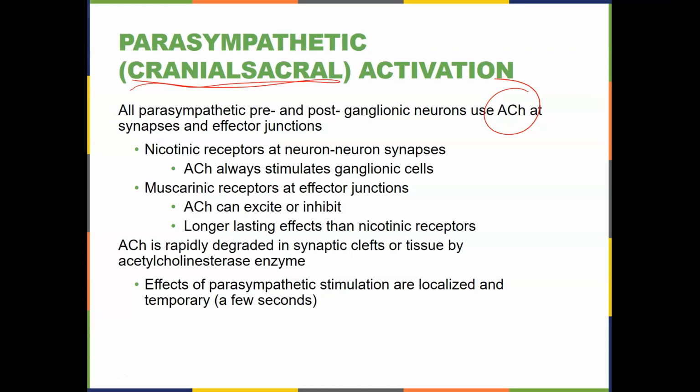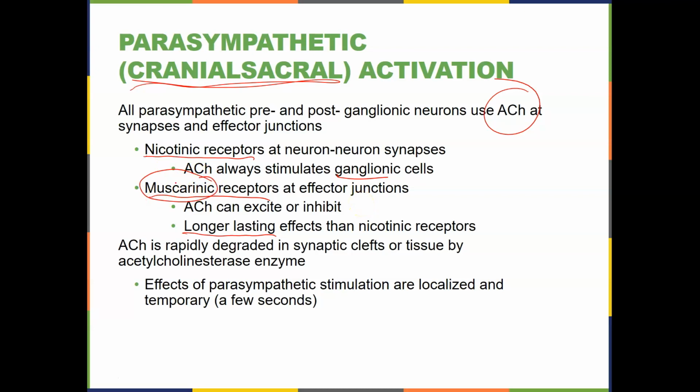Acetylcholine is important because there are different types of receptors that are activated as a consequence of acetylcholine release at the pre to postganglionic junction. There are things called nicotinic receptors. They're called nicotinic because they'll also be activated by nicotine, right? And this always stimulates ganglionic cells. And then we have these other things called muscarinic receptors. Muscarinic receptors are called that after muscarine mushrooms. And these are really long-lasting effects. These acetylcholine receptors can either be excitatory or inhibitory if they're muscarinic.